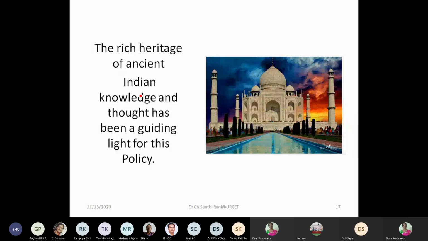Indian knowledge. We know ancient India has a lot of traditions, culture, and so many languages. If you see our country, there are more than 6,000 languages in the same country. If you take some countries, there may be one or two or very few languages. But in our country, it is unity in diversity. And our country supports so many religions, so many languages, and in each language, different dialects. So the guiding light for this policy is the rich heritage of ancient Indian knowledge.